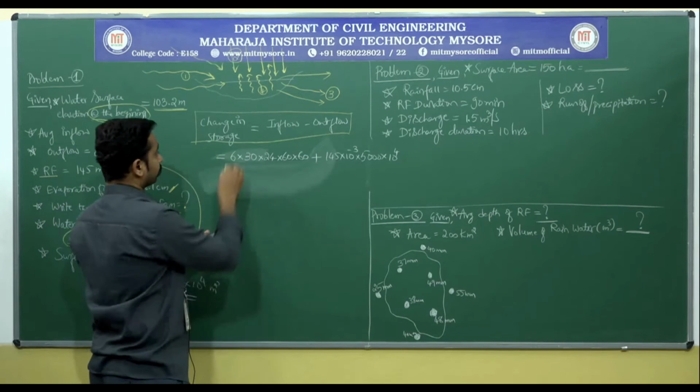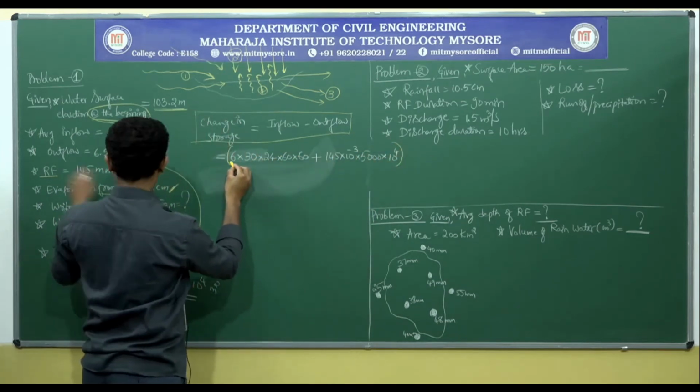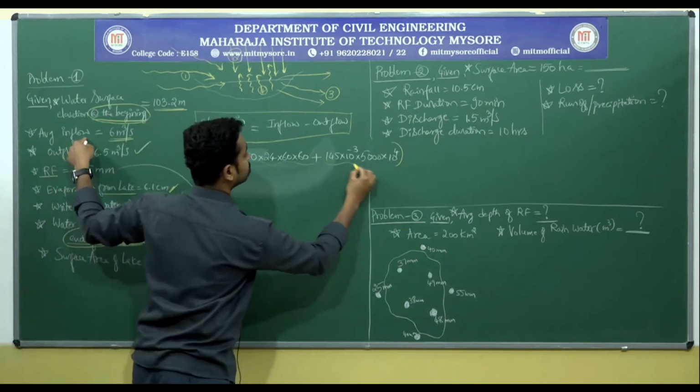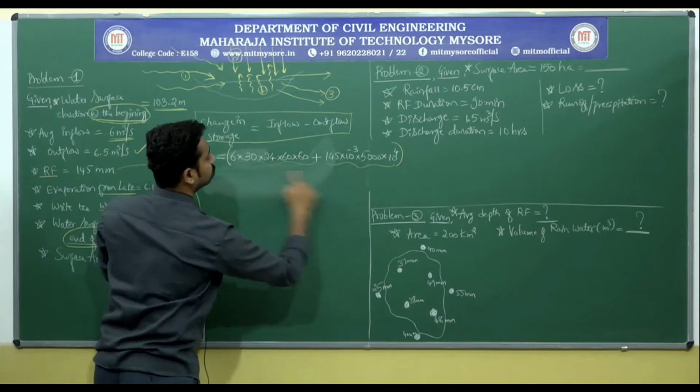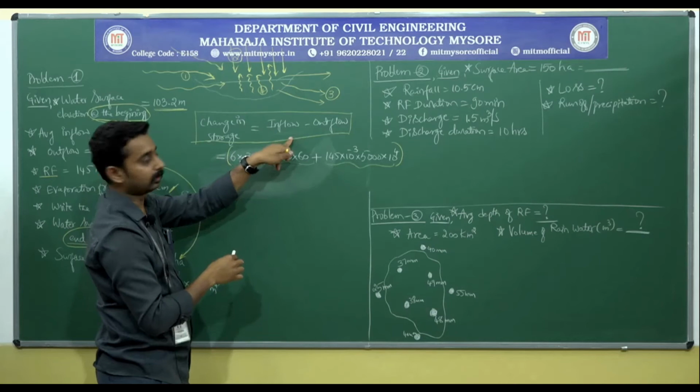So what is all this? Just inflow to the system. So this is average inflow and this is rainfall. All this together represents inflow.